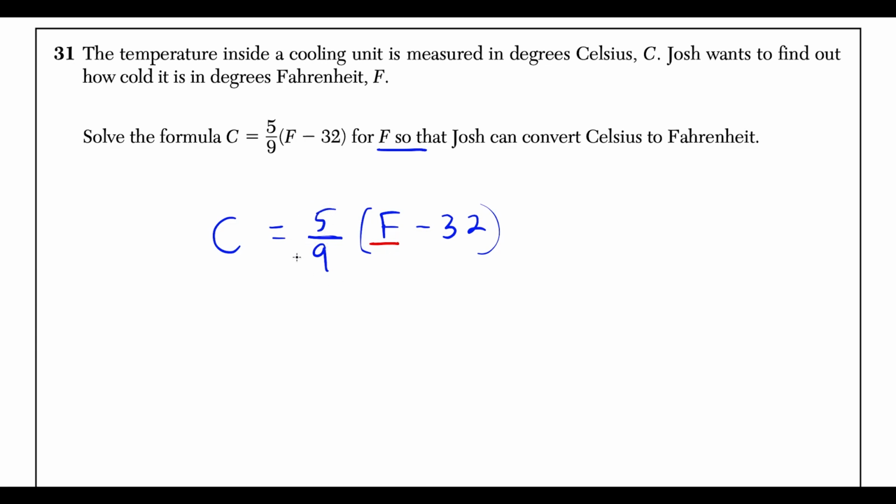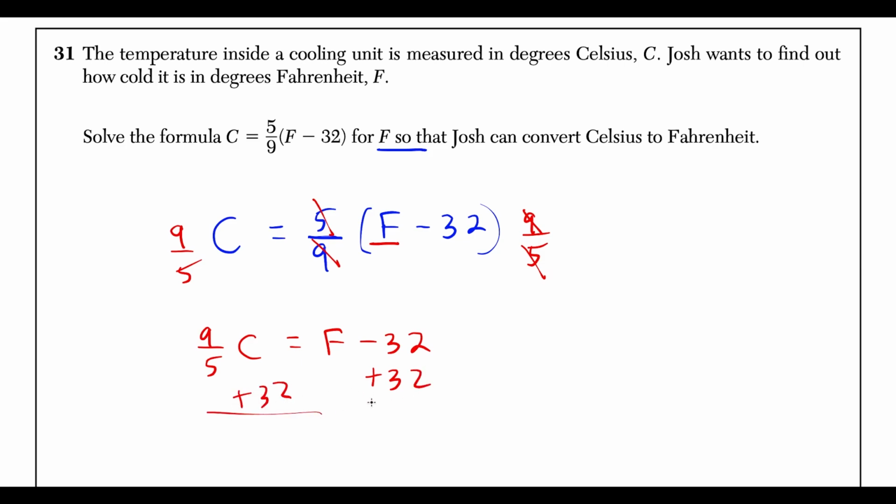So the first thing I would do is get rid of this 5 over 9. And the way you get rid of 5 over 9 is you can multiply both sides by the reciprocal, 9 over 5. And notice now 5 over 5 cancels, and then 9 over 9 cancels. And that gives us 9/5 times c is equal to f minus 32. So now to solve for f, just add 32 to both sides. And this is going to tell us the equation for f. This tells us that f equals 9/5 times c plus 32. So here's our formula for Fahrenheit.